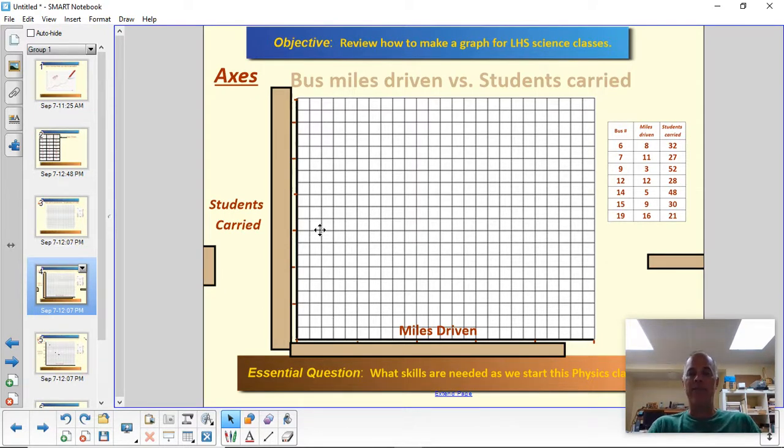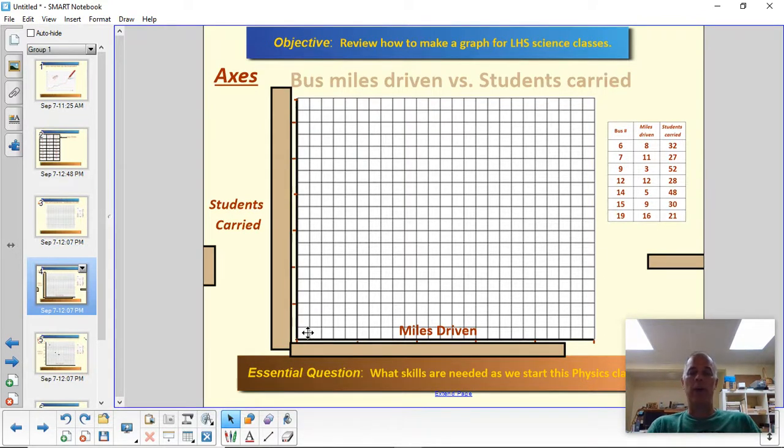Now, the next thing we have to do is put numbers on each one of these axes. And the way to do this is to see, well, how many numbers do we have to make room for? So let's look at the miles driven first. And our data set goes from roughly 0 to, well, 16 is the most.